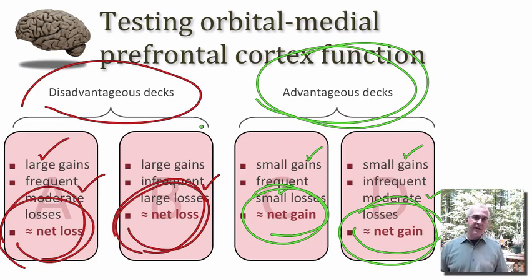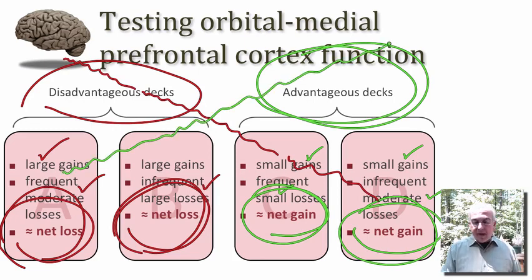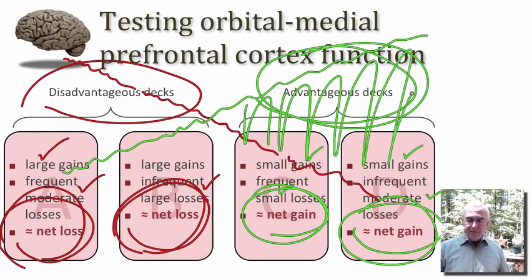What we find in normal subjects over the course of time is that most of us very quickly begin to explore the disadvantageous decks, and over time we choose less and less from them and more from the advantageous decks. So we end up with a net financial benefit. That is, we end up making a little bit of a profit as we explore the rules that govern the financial gains and losses in this game.